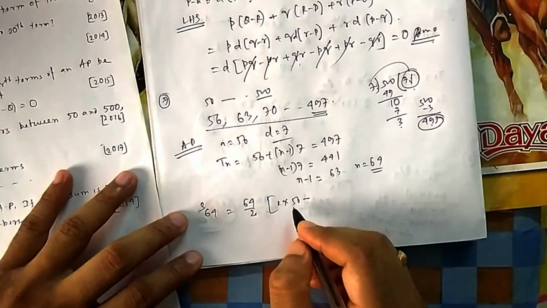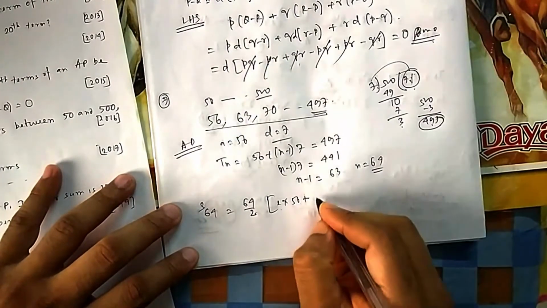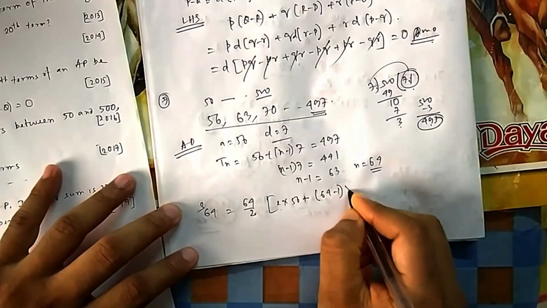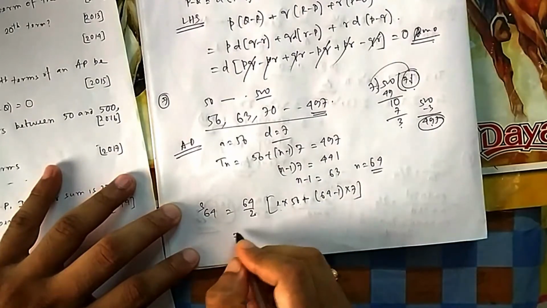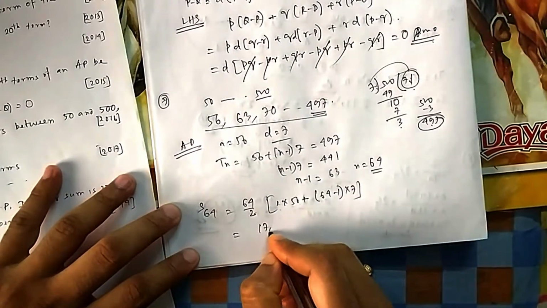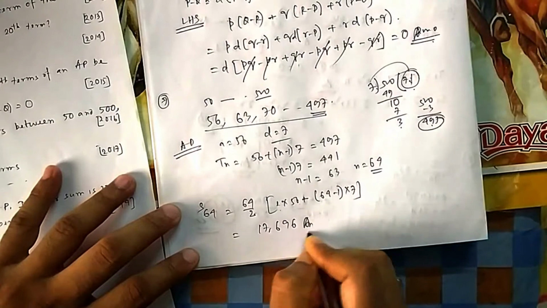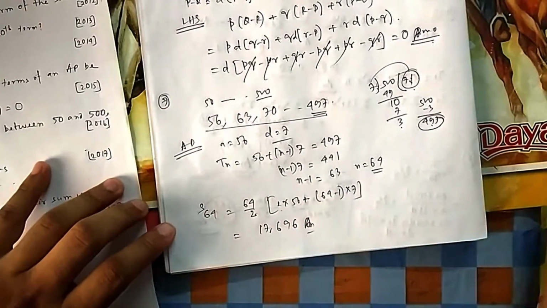You can write the formula, then you put this value: 2A plus (n minus 1) into D. So you calculate this one and check the calculations. I think you will get 16796. Check this one, you can do it in a calculator, you will get this one.